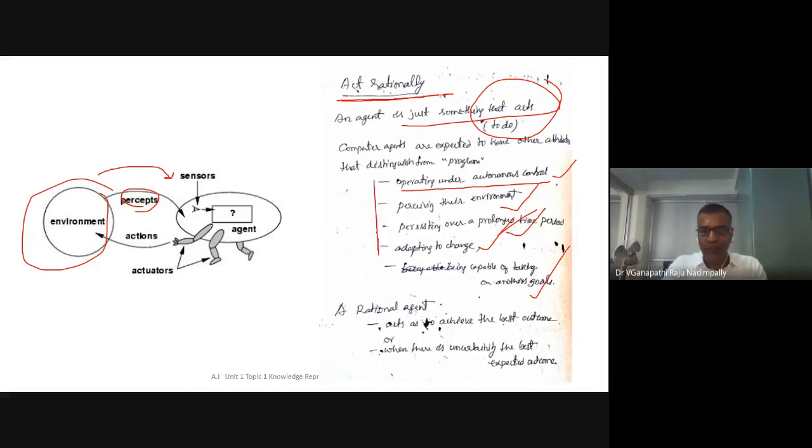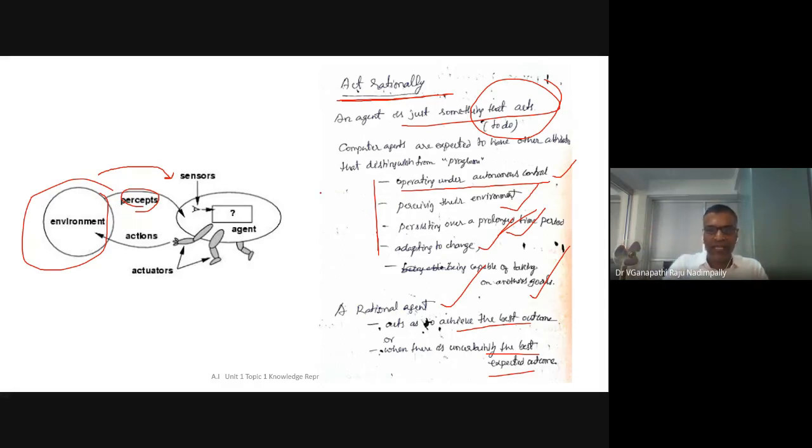Then we went to what a rational agent is, which acts to achieve the best outcome. A normal agent will do a job, but a rational agent will do the right job, with a high outcome. When there is a best expected outcome, a rational agent always gives us the best output. For example, if you conduct an examination and ask 10 questions, it will give answers for all 10 questions. That is the basic quality of a rational agent.